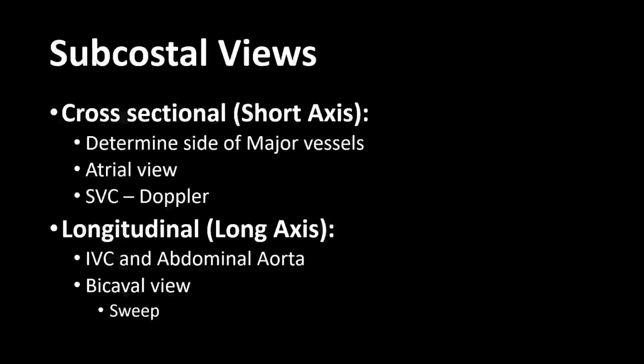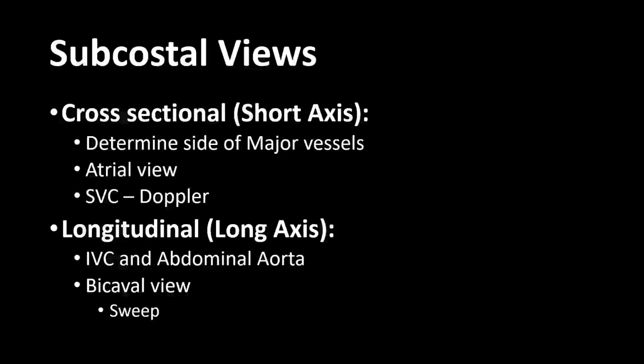So there in subcostal views, we have two ways. One is cross-sectional and one is longitudinal. In cross-sectional, the probe is kept just below the xiphisternum, and the probe marker is pointing at 3 o'clock. There we determine the side, that is known as the side orientation, whether the gastric shadow is on the left, liver is on the right, IVC is on the right, and aorta is on the left. So the situs is maintained. So that is your situs view.